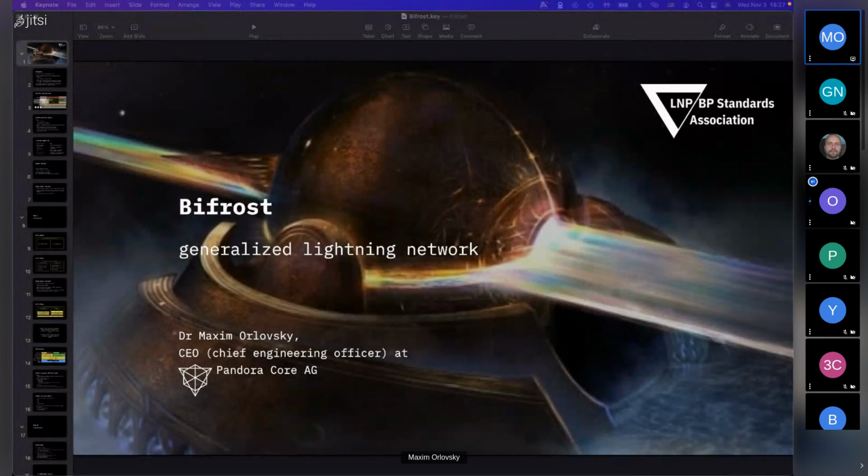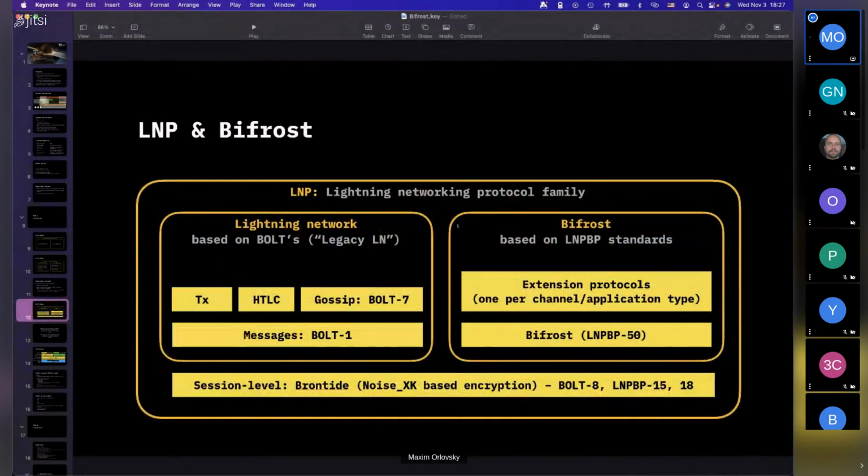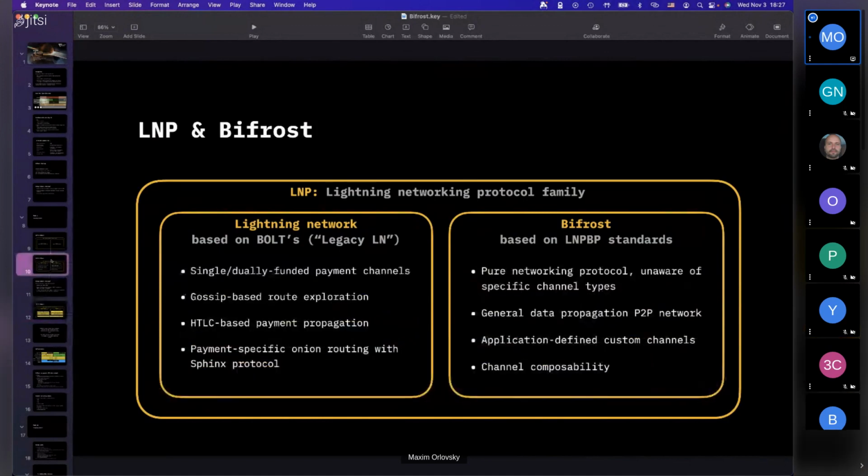Maxim, can you differentiate once more? So Bifrost is not the same thing as the generalized Lightning Network protocol that we used to talk about and presented, right? Well, I think that's a better name for the generalized Lightning Network protocol. So again, I'm showing this slide. The core idea is that everything that does not exist in the Lightning Network today, we call it Bifrost. So if it's not in the Lightning Network today, then it is Bifrost or something built on top of Bifrost as an application.